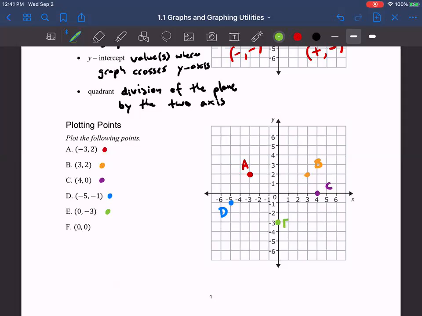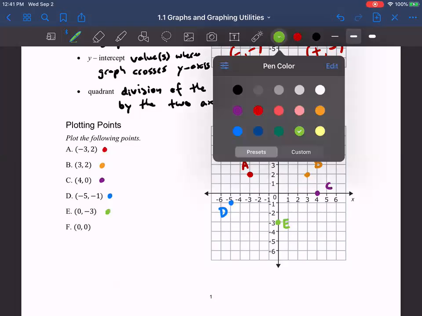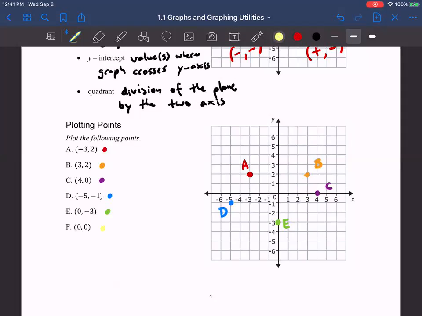That's point E. And then the final one is point F. I'll do that in, let's go with yellow, I guess. Yellow, and that is the origin. I'm going to go 0 in the x and 0 in the y and get right there at the origin. That is point F. And I'm going to do one more. I'm going to add on a point G.